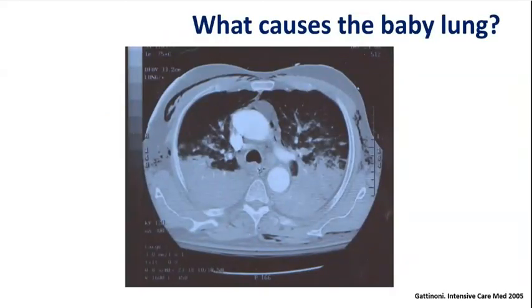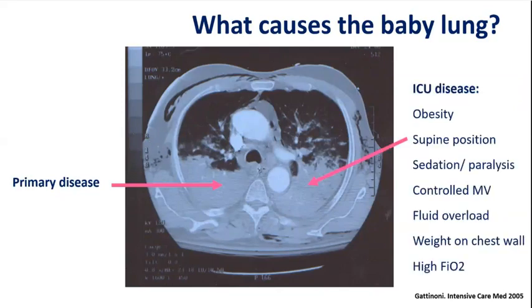So everybody knows that in RDS patients there is a baby lung, meaning a small aerated lung. But if we ask what causes a baby lung, part of it is, of course, a primary disease, for example, the pneumonia with inflammatory liquid in the alveoli.